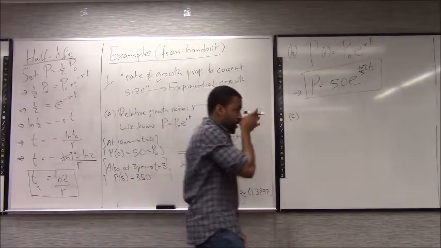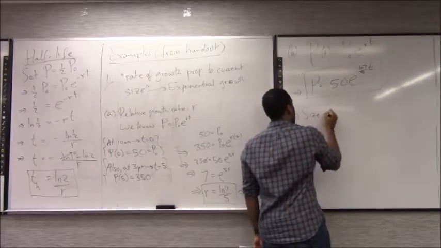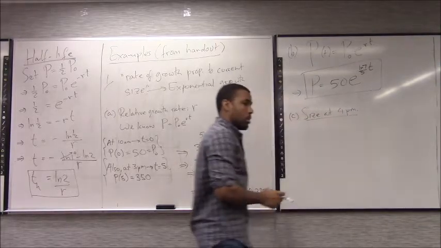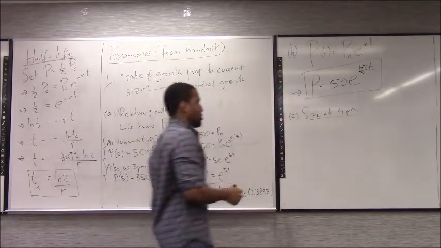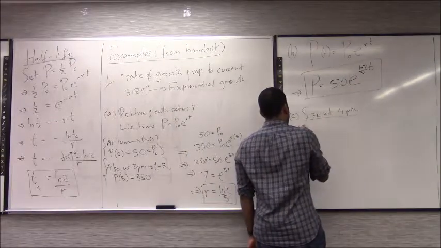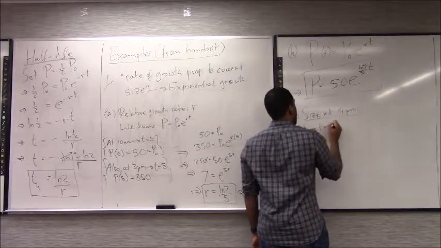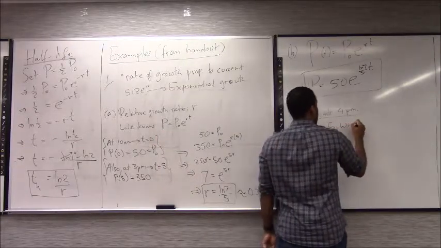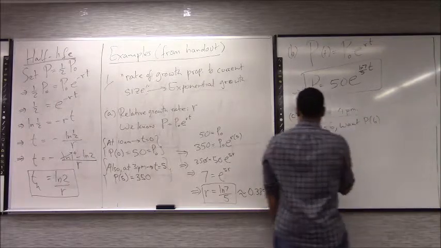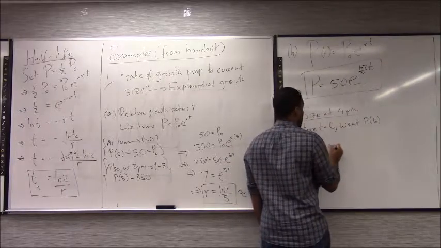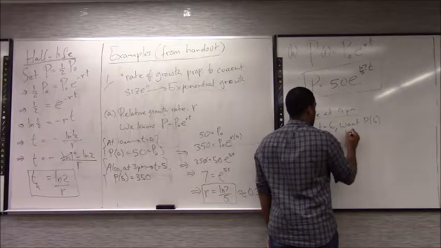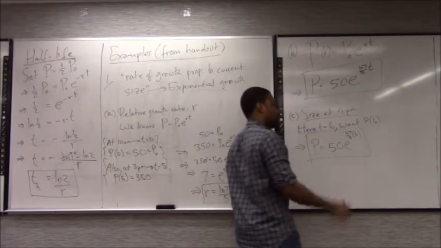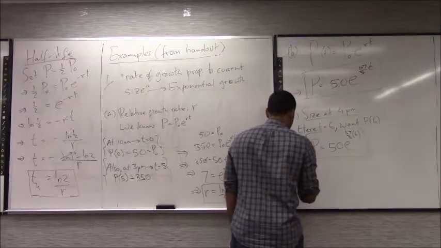What is the size of the population at 4 p.m.? How do you find that? Plug in 6 for t. Here, t equals 6, because we started at 0 to be 10 a.m., so this is 6, and we want P of 6. So this simply means you plug in 6 for t. And that's the answer.